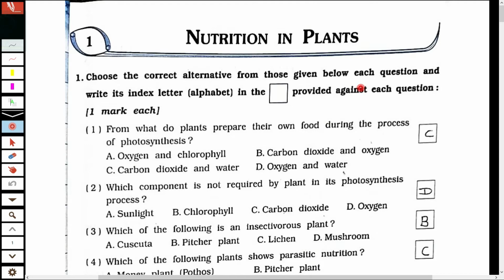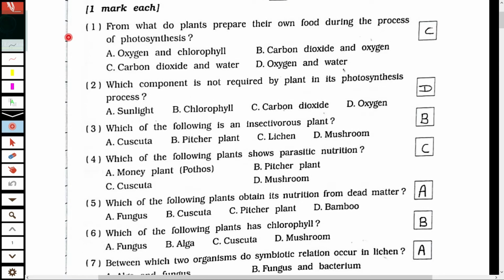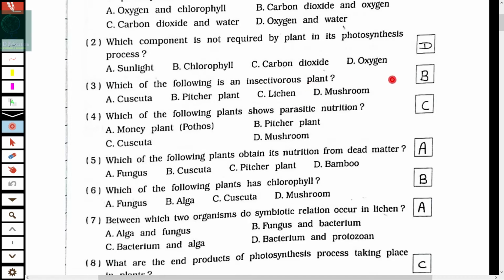Okay, so now let's start chapter number 1. Now the first question is MCQ based. You can see here. The first question is, from what do plants prepare their own food during the process of photosynthesis? So the right answer is carbon dioxide and water. Now the second question: which component is not required by a plant in its photosynthesis process? So obviously oxygen. Now the third question: which of the following is an insectivorous plant? Okay, so the answer is pitcher plant.